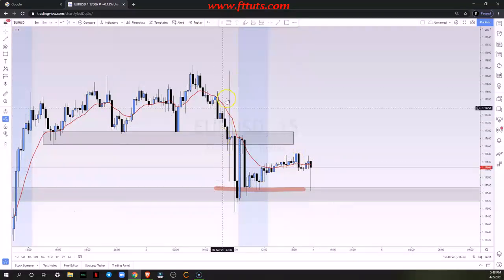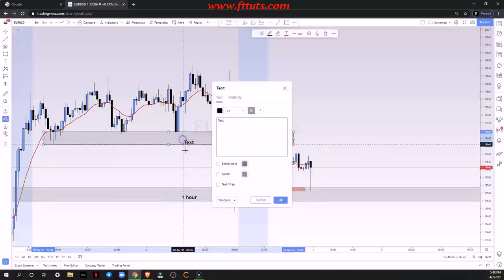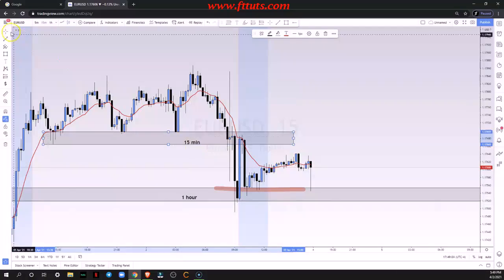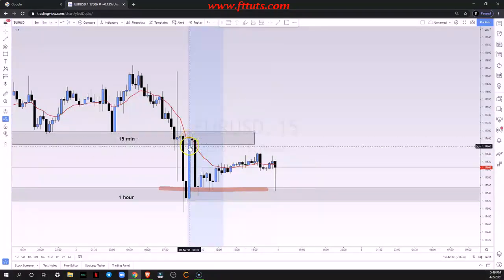Now, let me type this in. So 1 hour, and this is a 15-minute. They both are going to respect, but we clearly know the 1 hour is more powerful. So it broke out of the 15-minute zone to the 1 hour, bounced off the 1 hour back into the 15-minute. Do we take this 15-minute setup? Absolutely. Absolutely. We see it gets to the zone and throws a doji.